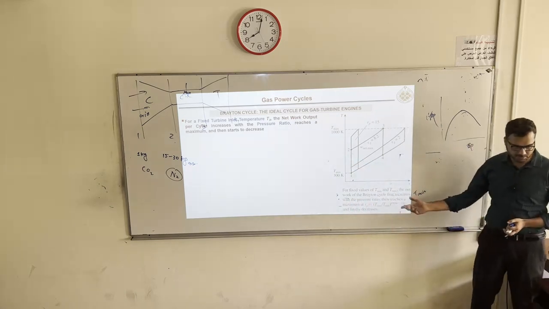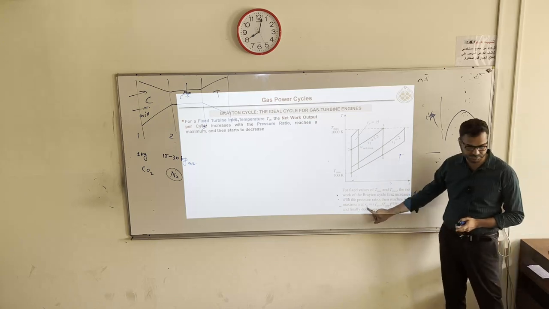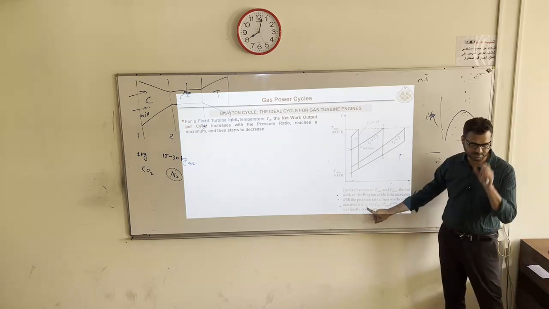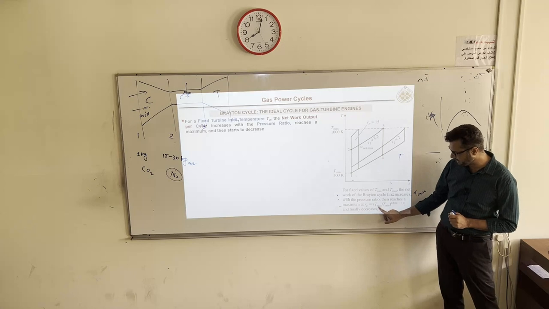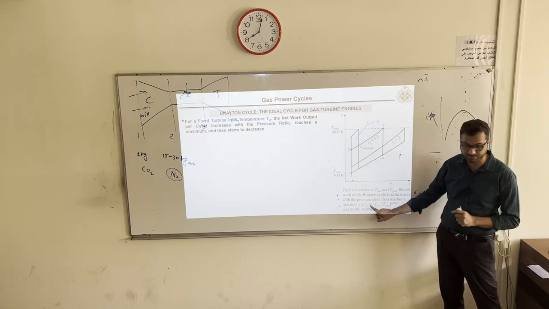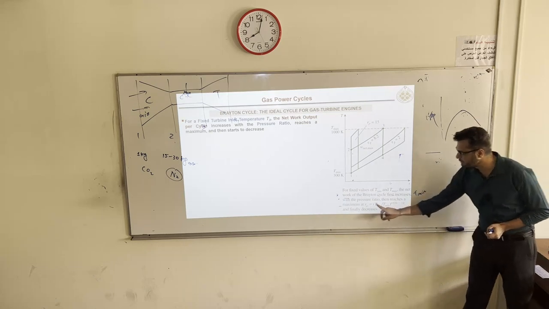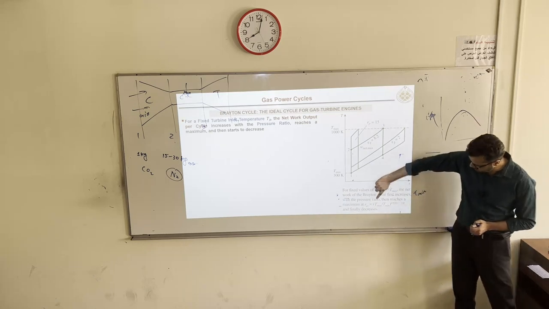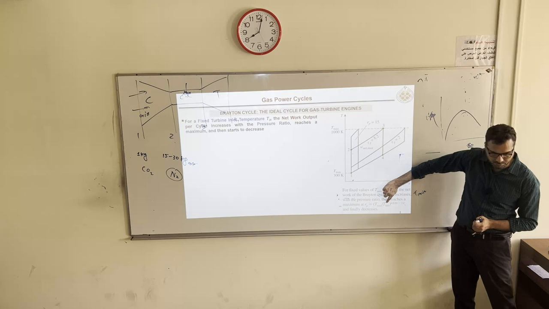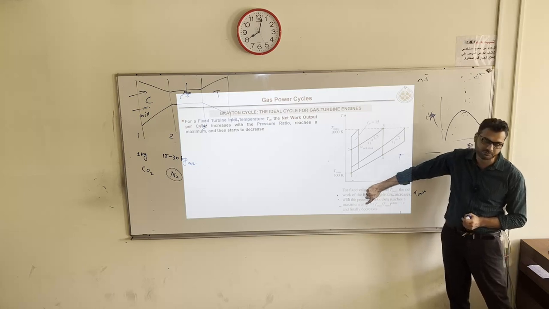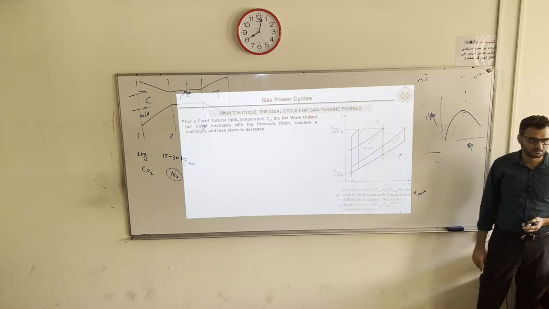So we can derive it, that what is that pressure ratio? What is that pressure ratio for a given T maximum and T minimum, which will give us maximum efficiency. So if you derive that, that will be the end answer. So for a given T maximum and T minimum, this should be the pressure ratio, which will give us maximum efficiency.